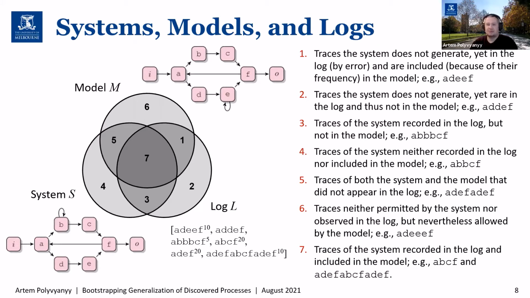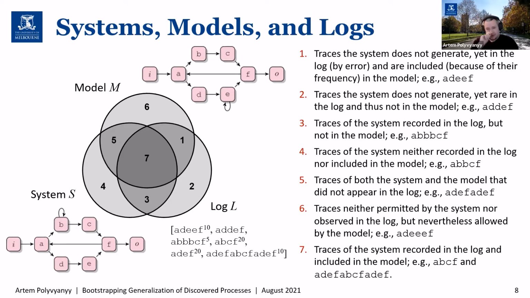I'll not talk much, but for example, if I look at area 1, these are traces that the system cannot generate, but they end up in the log, perhaps by an error. Or maybe because this was a workaround by some worker who decided, okay, this is now a more optimal way to handle a certain case. And so they end up being included in the log and also end up being discovered and present in the model.